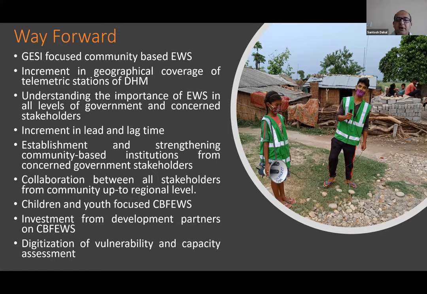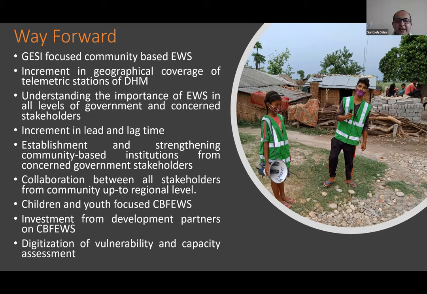Understanding the importance of early warning systems at all levels of government and among concerned stakeholders is key. People think the government issues a weather forecast, but when it says rain, sunlight is seen. This has been minimized in the last 3-4 years, where the government's mass SMS system saved more than 300,000 people in 2019 alone. So this needs to be increased.